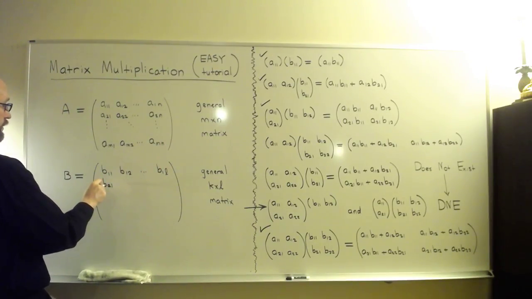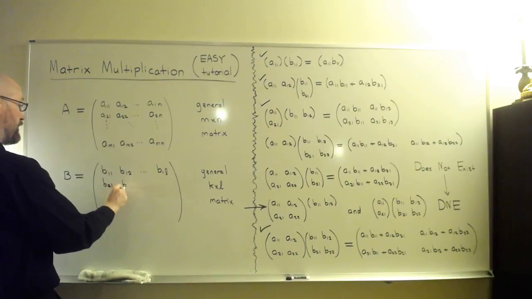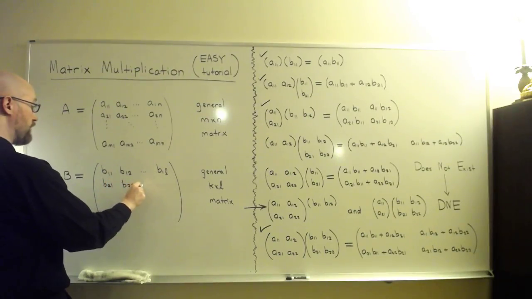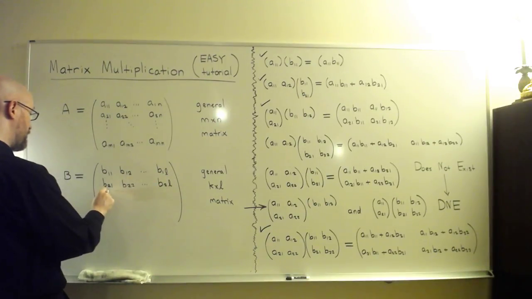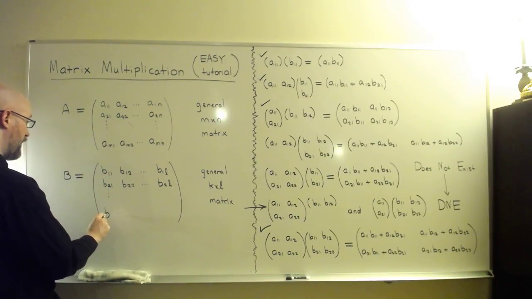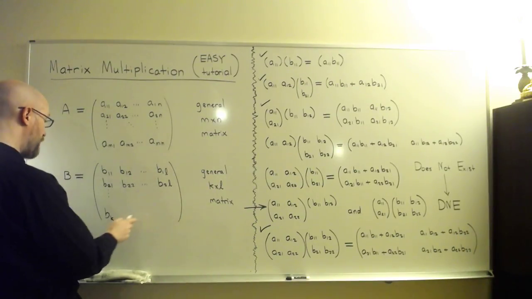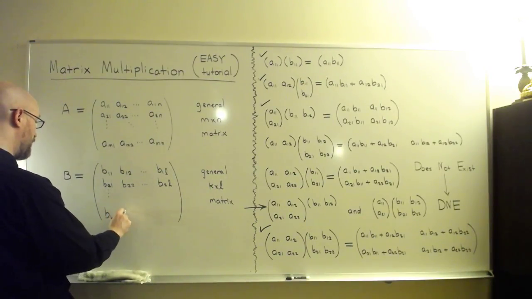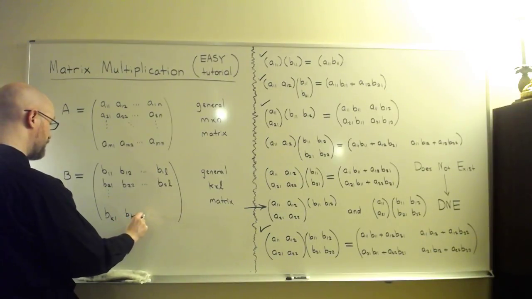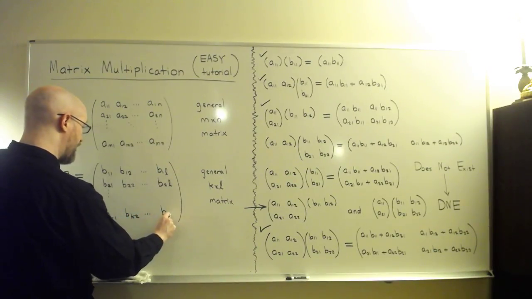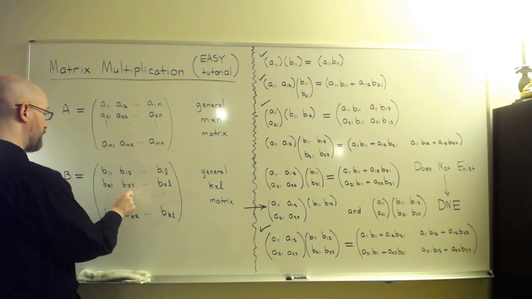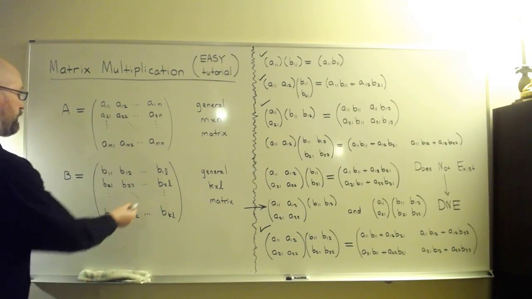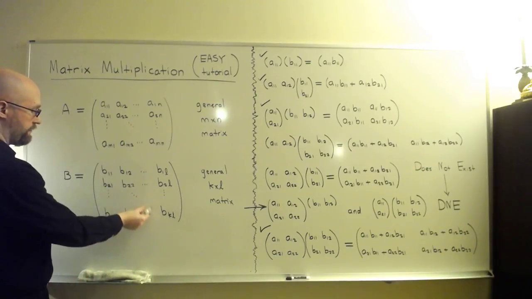B21, second row, first column, B22, second row, second column, dot, dot, dot, B2L, dot, dot, dot, down this way, B. Now I'm going to put row number K. Why? Because it's a K by L matrix. BK1, BK2, dot, dot, dot, BKL. Dot, dot, dot, down this way, dot, dot, dot, this way. Only need 3 dots.